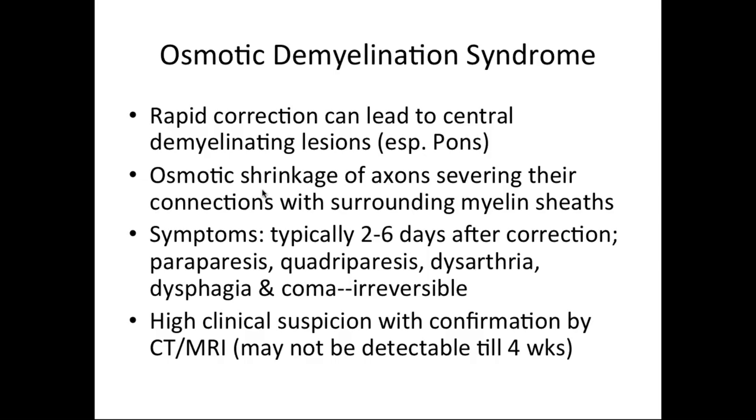So osmotic demyelination, so rapid correction can lead to central demyelinating lesions, especially in the pons. It's an osmotic shrinkage of the axon, severing the connections with the surrounding myelin sheaths, and symptoms usually occur 2 to 6 days after the correction. And they can include paraparesis, quadriparesis, dysarthria, dysphagia, and coma.